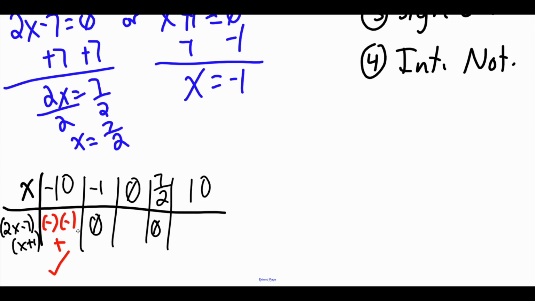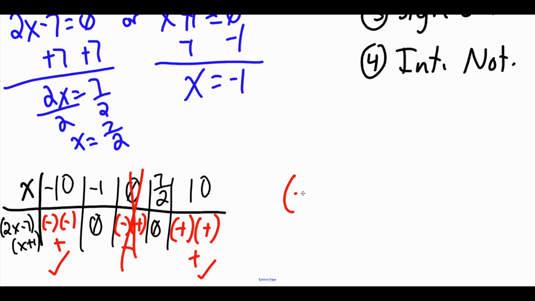I want that one. When I plug in 0, I get negative times positive, which is negative. I don't want this column because that's less than 0. Then plug in 10, I get positive times positive, which is positive. I want that column. So how do I write my final answer now?